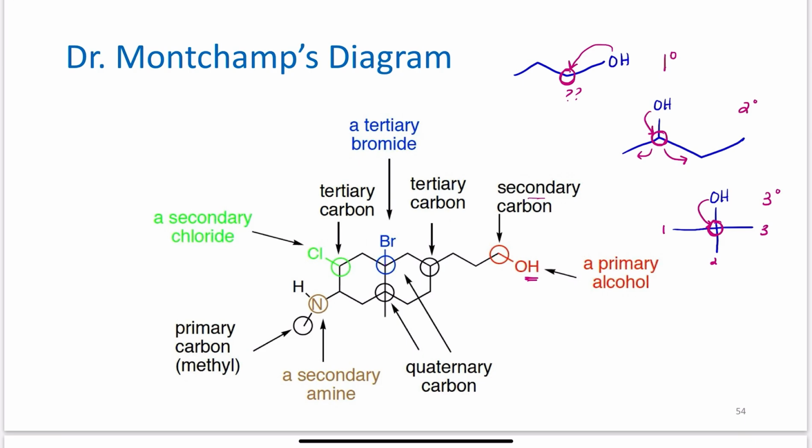A tertiary bromide, this bromine is attached to a carbon atom that is attached to 3 other carbon atoms. Tertiary carbon, secondary chloride, primary carbon. You can see that the methyl group is a primary carbon. That carbon's only attached to one other thing besides hydrogen. Secondary amine, it's got 2 things attached that are not hydrogen. It's only 1 hydrogen attached. I think that's basically all of them. But yeah, you guys can kind of see how we name the different things on here.